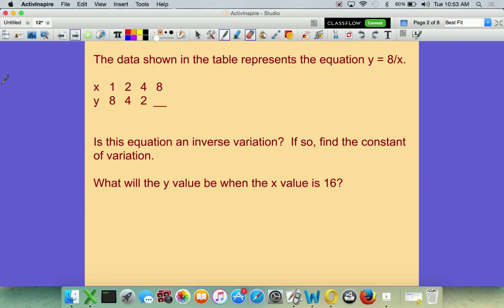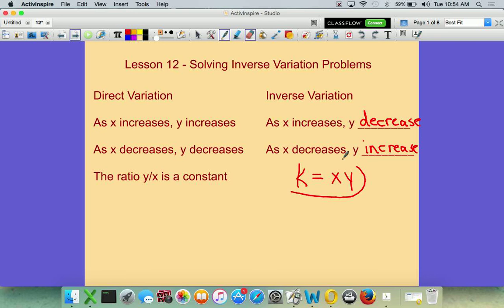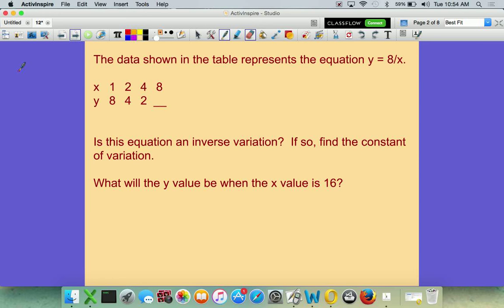Okay, if we look at our data set here, what is this going to end up being? Well, there are a couple different ways to look at this. First of all, our x's are going up, our y's are going down. That sounds like inverse variation to me. But we've got to figure out what the constant would be. If we look back at this equation, x times y equals k, well, if we multiply those, and k is the same for every single one of these, then this is going to be an inverse variation with whatever that constant is.